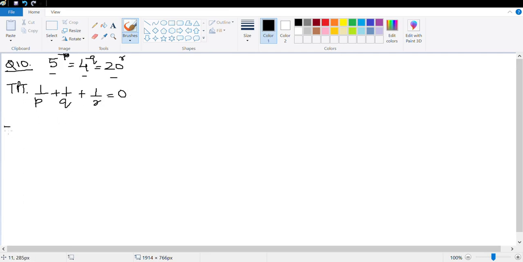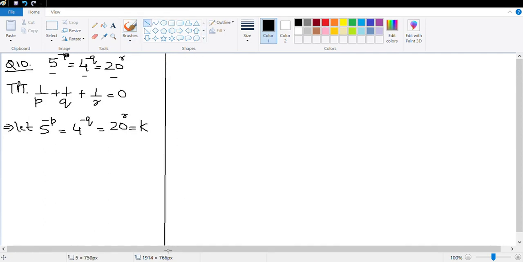So let 5 to the power negative p is equal to 4 to the power negative q is equal to 20 to the power r is equal to k. Why am I doing it? Again, I'm doing it so that I have a common base and all my properties of exponents or indices, as we're calling it, are applicable here.